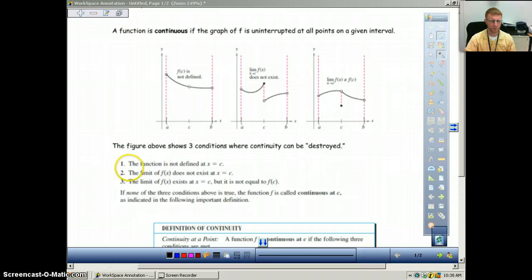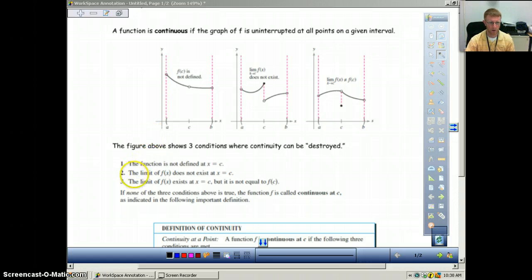And the first one, it says the function is not defined at x equals c. So this first one, f of c is not defined. You see a hole there. That means it's discontinuous. Remember, that doesn't necessarily mean that the limit doesn't exist. It just means that it's not continuous there.